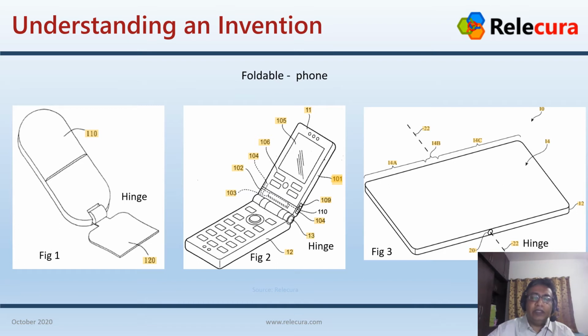So if somebody is talking about foldable phone, he may refer to this kind of phone, figure 1, he may refer to figure 2, or he may refer to figure 3. But in order to understand your invention, you should be very clear that the invention is talking about which kind of phone. Then only you will be able to search your prior art and get the relevant results.